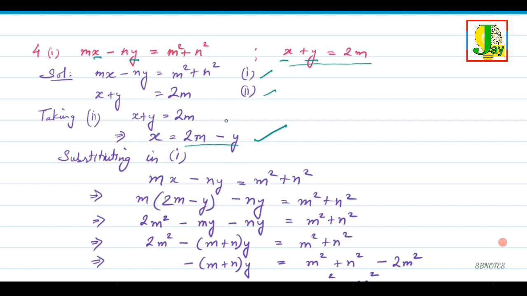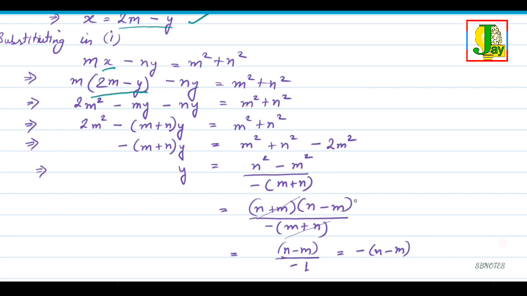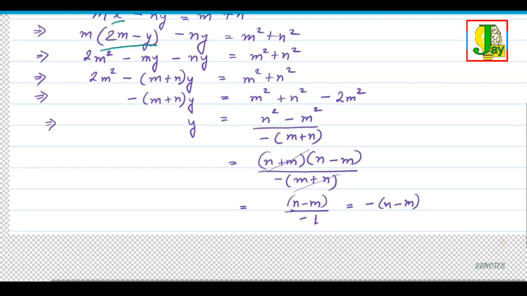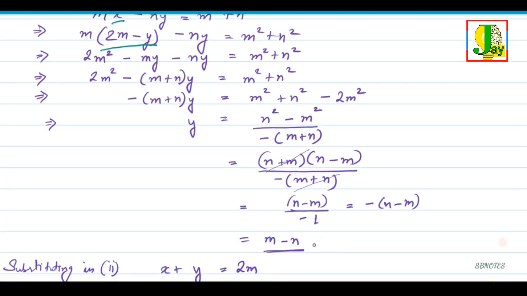Now this value, since we have taken it from the second equation, we'll put in the first equation. So in place of x we are going to put 2m minus y. This is the value we have substituted, and on solving this, you get y equals m minus n.